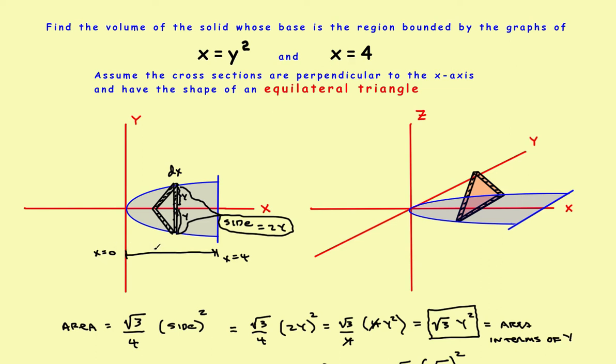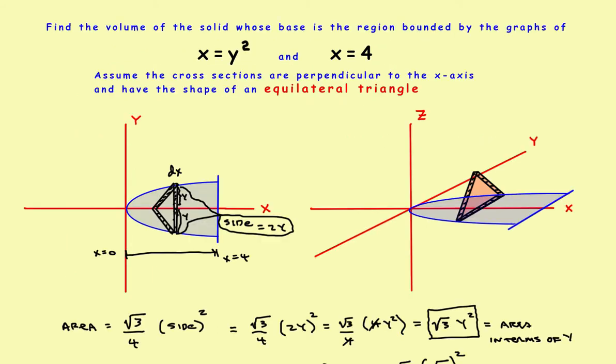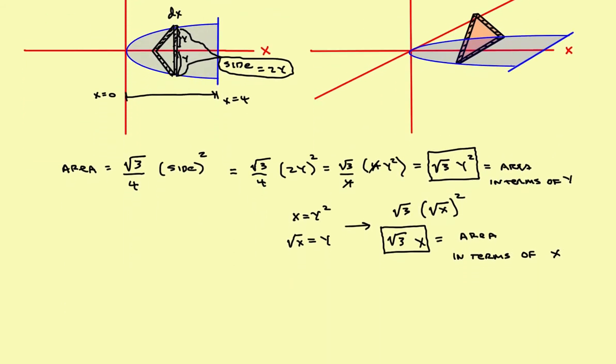So those are going to be the limits of integration. And now it's just a matter of, and we'll go back to our steps again. Step 6 says evaluate the integral from a to b. You know the cross-sectional area of each equilateral triangle in terms of x, and the thickness of each triangle is dx. So finally, let's just plug it all in. It's just a matter now of evaluating the integral.